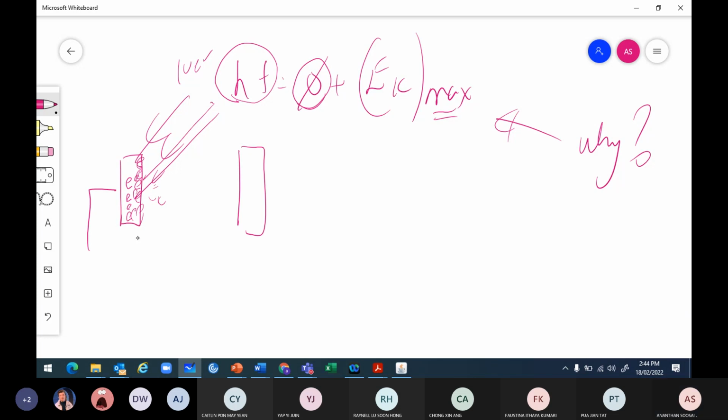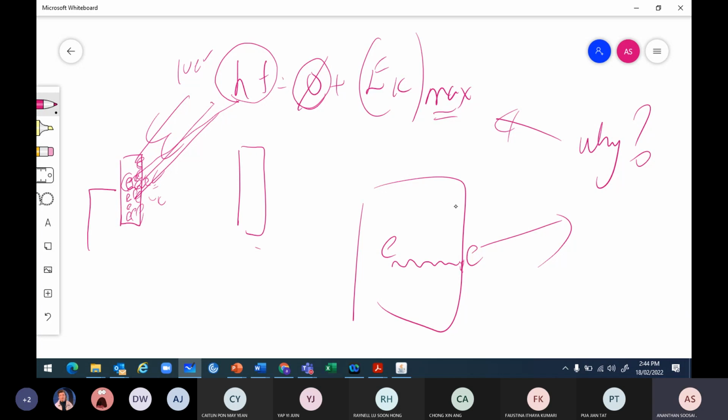So if the electron is inside, when it receives the hf, it still gets the same hf, but because the electron is inside the metal plate, it needs some energy to come to the surface. Let's say this is the surface. The inner electron needs some energy to come to the surface first before it is released.